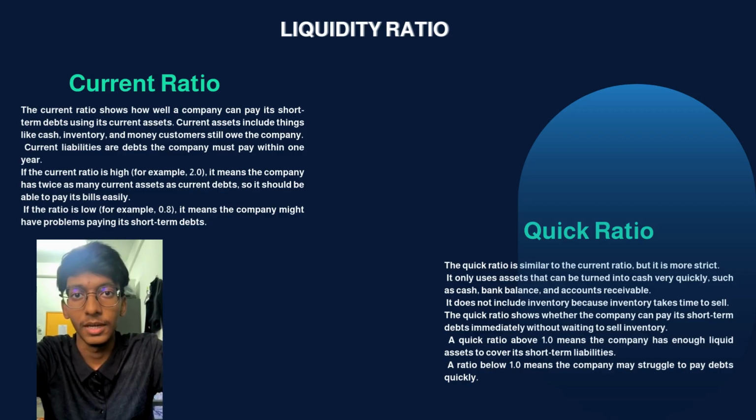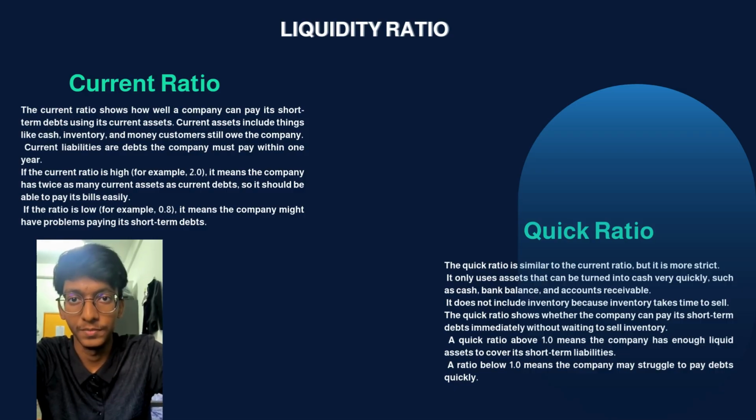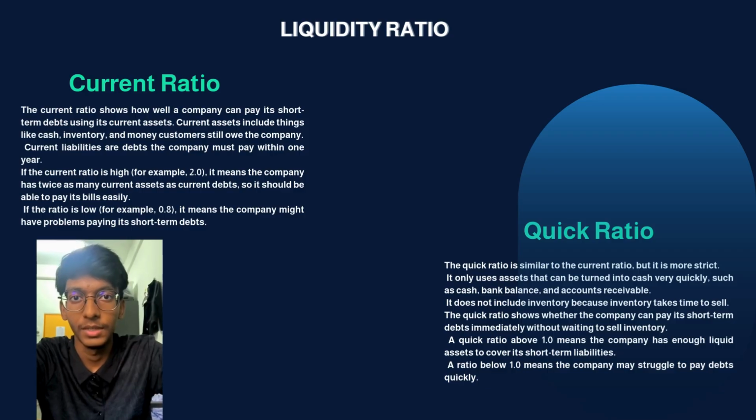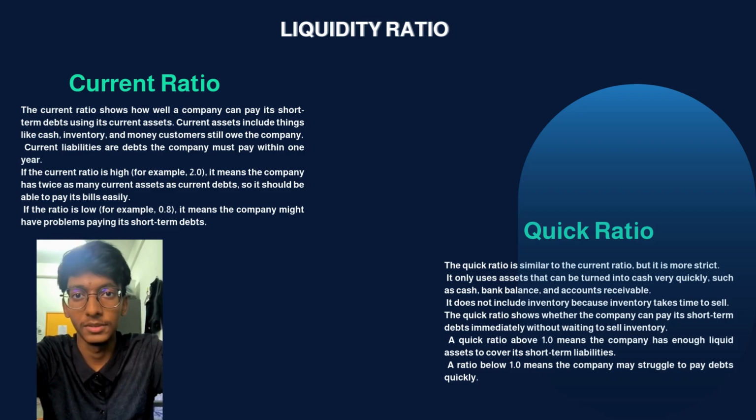Next, we look at the quick ratio, also known as the acid test ratio. This ratio is more strict because it only uses assets that can be turned into cash quickly, such as cash, bank balances, and receivables. Inventory is excluded because it typically takes time to sell. A quick ratio above 1.0 means the company can pay its short-term debts without relying on inventory.